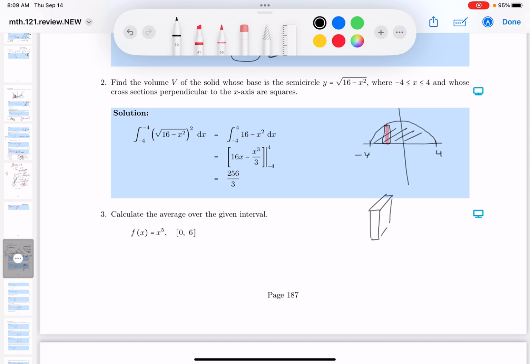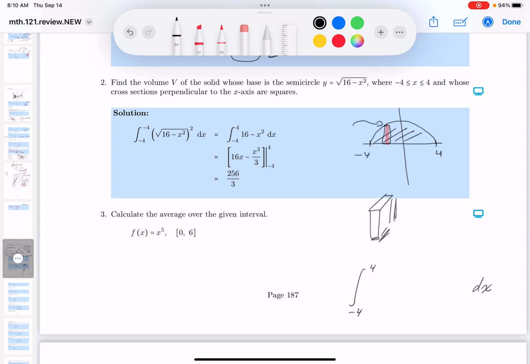So the first thing I do is the differential, and the differential for this would be dx. And where are we starting? At minus 4. Where are we stopping? At 4. And I got the dx part. Now I just got to get the dimensions of the sides.